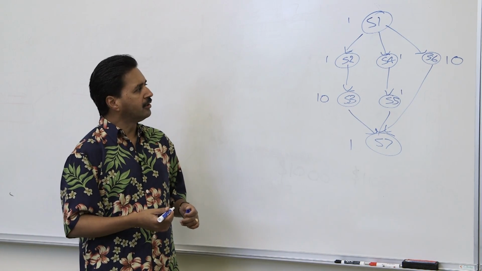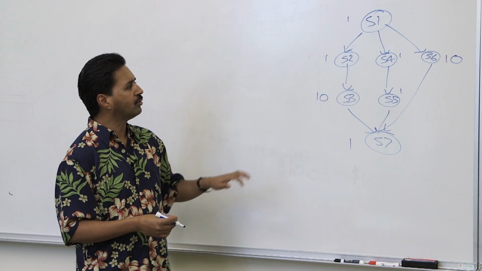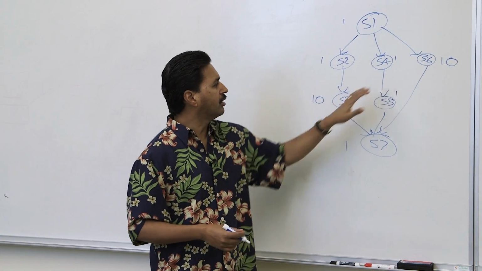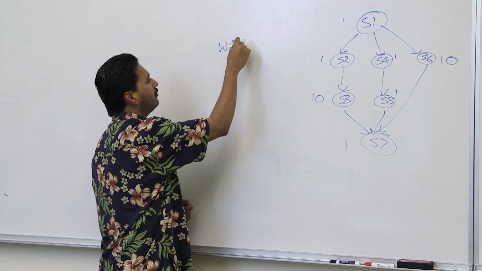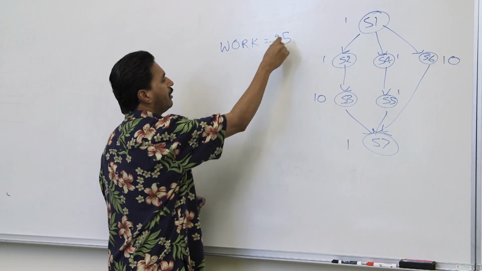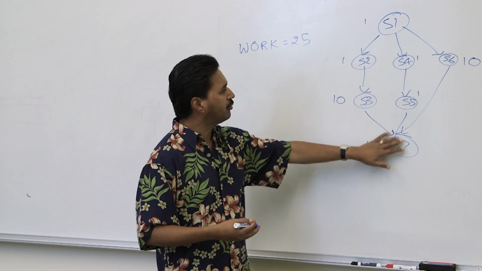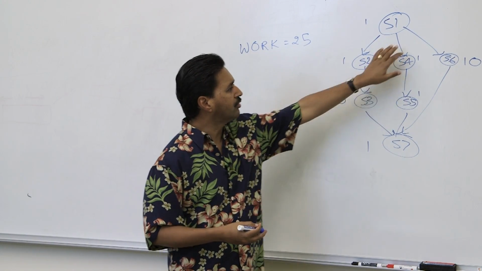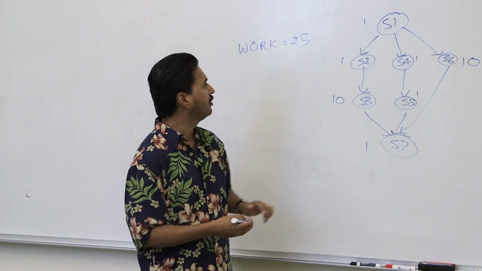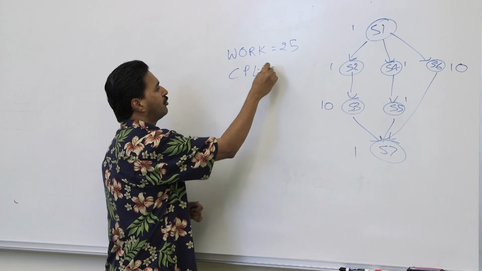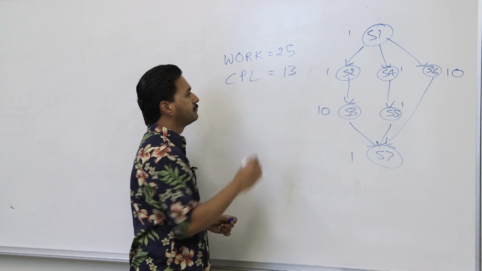So what we've already learned is that the amount of work in this computation graph would be the sum of the execution times, which would be 3, 10, 13, 24, 25. So the work is 25. And the critical path length is the length of the longest path. So we look through this. It's not this one because S4 and S5 are small. It's not S6. It's the one that goes from S1 to S2 to S3 to S7. And that adds up to 2, 10, and 13.